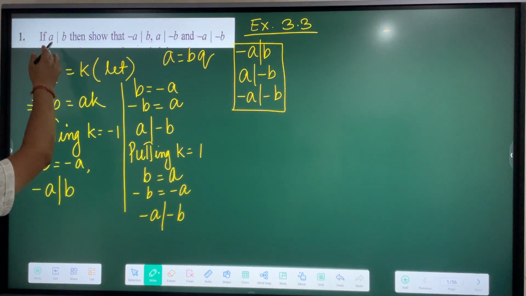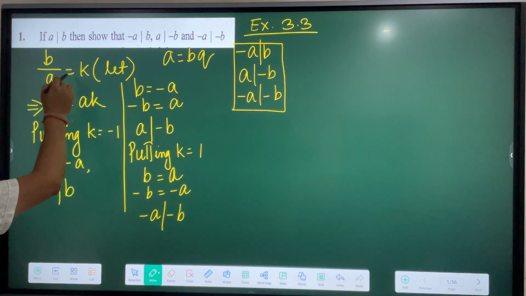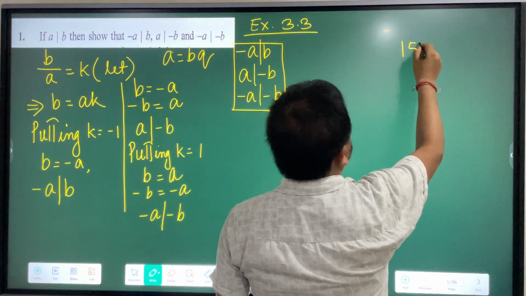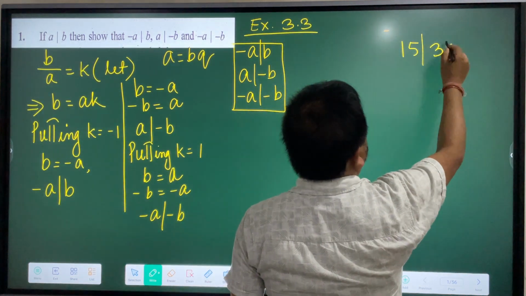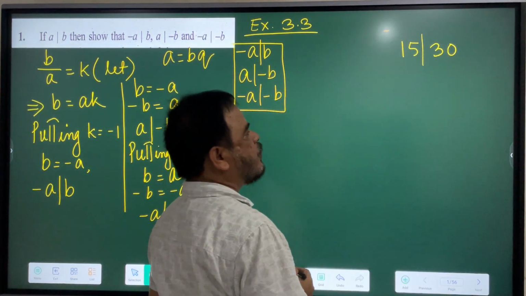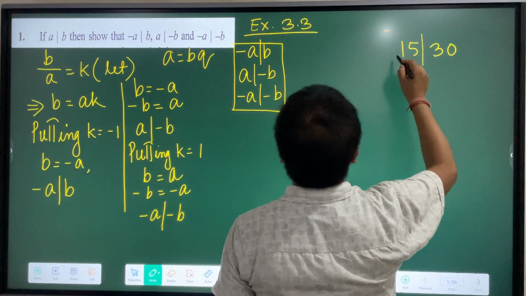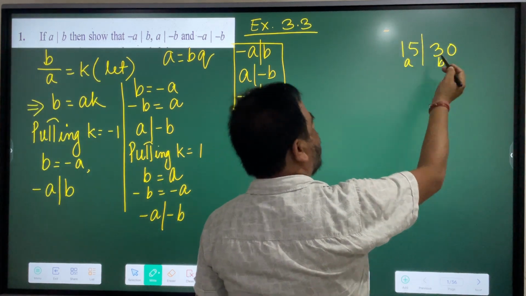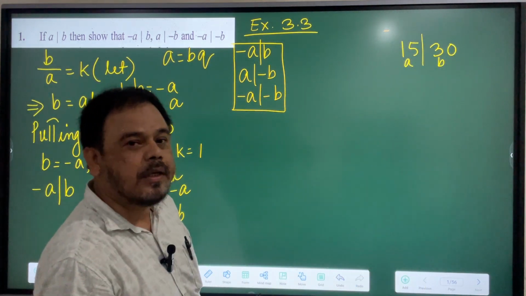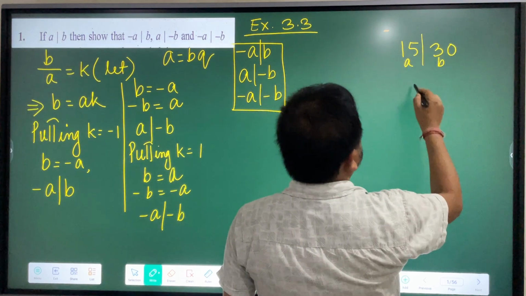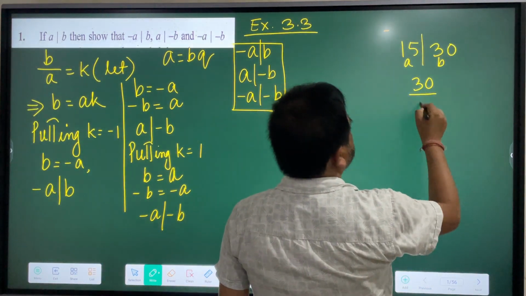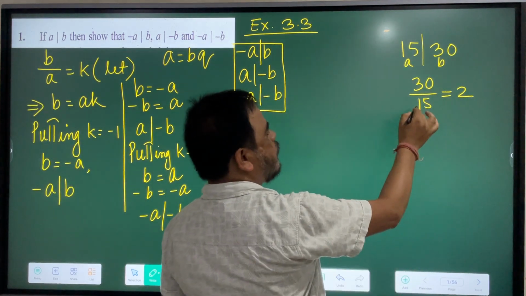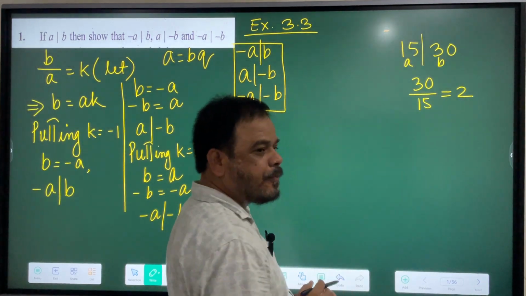First of all, since A divides B, B by A equals K. It means, if 15 divides 30, that means 30 is divisible by 15. A divides B, or 15 divides 30, same meaning. It means 30 by 15 is 2.